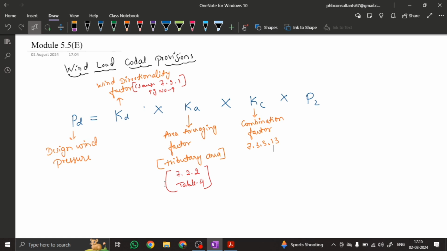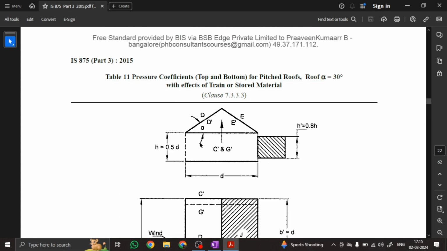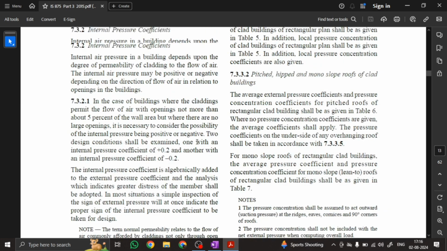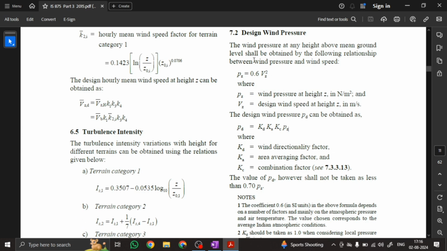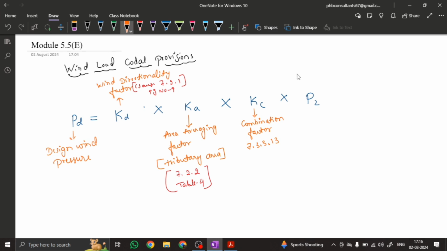Now PZ means wind pressure at height Z. It's in Newton per meter square. Okay.